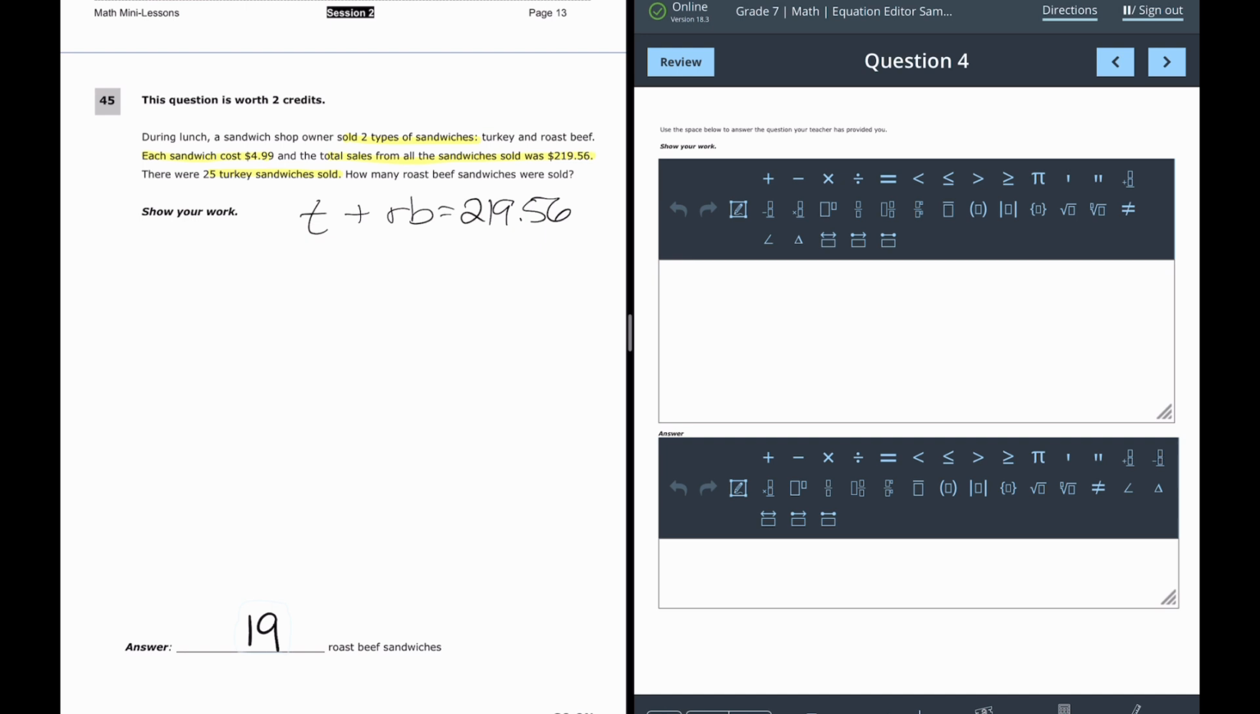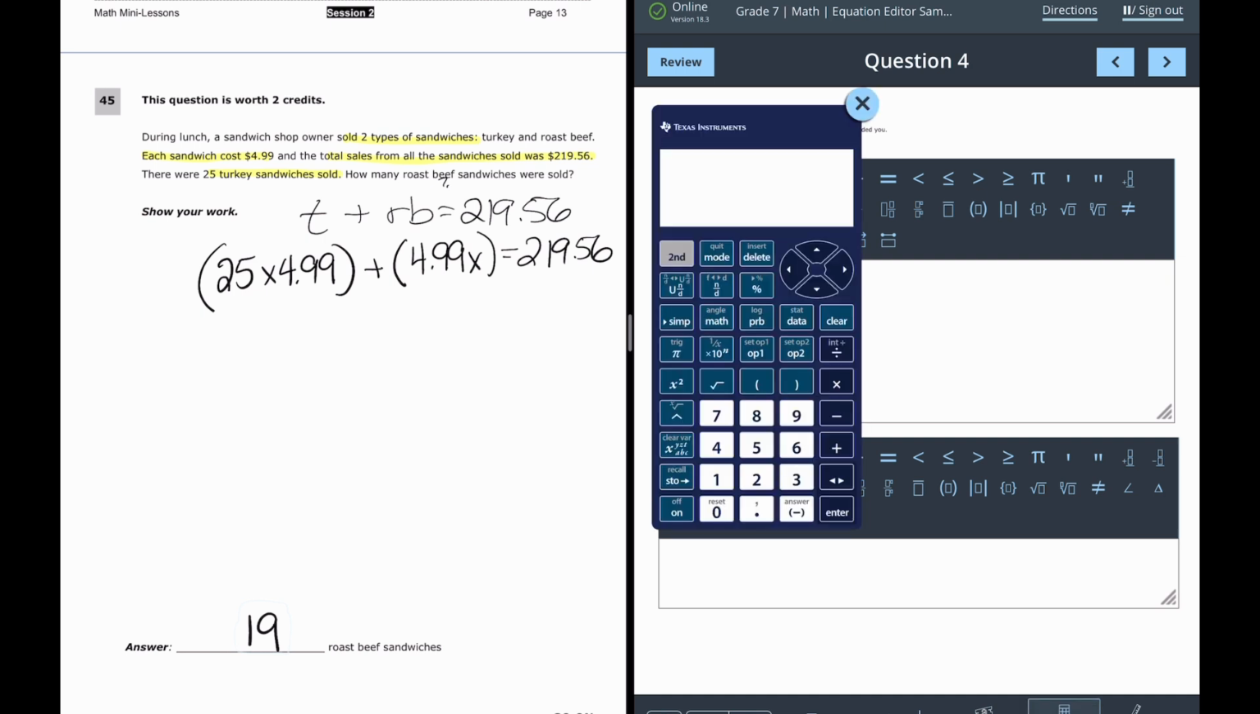So I have no idea how many roast beef. Okay, so I know he sold 25 turkey for $4.99. I don't know how many roast beef, so that's my x. That's my unknown. But I do know they were $4.99 each, so $4.99 times x. And he makes $219.56. Yeah, we already know I'm using a calculator for this one. All right, so let's start simplifying out the parts that we can do. I'm going to do this part first.